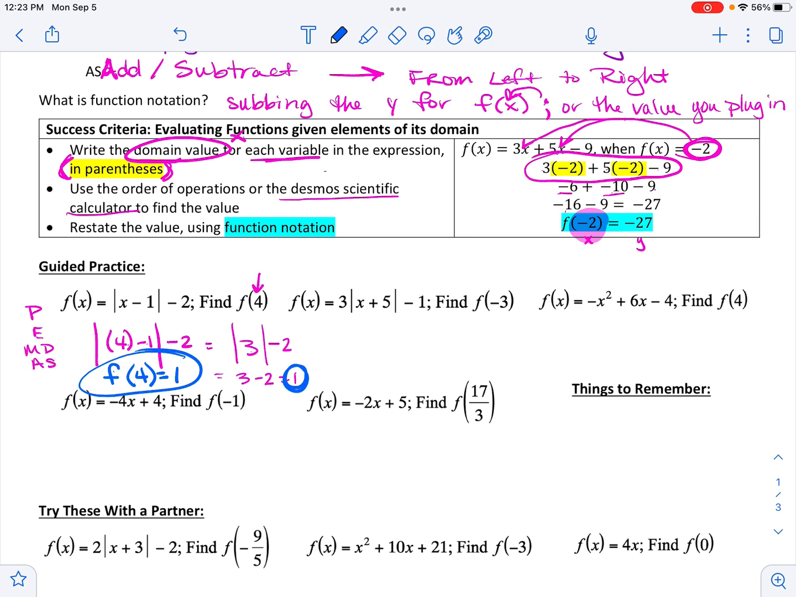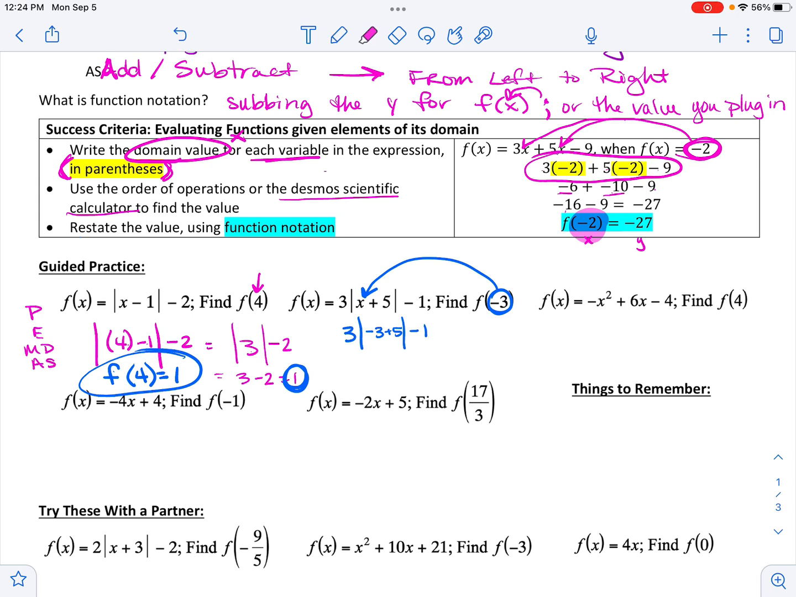Let's see this again. So again, I take my -3 and I'm going to plug it in for every x value that I see. I'm going to rewrite the entire expression. 3 absolute value, -3 plus 5, minus 1.